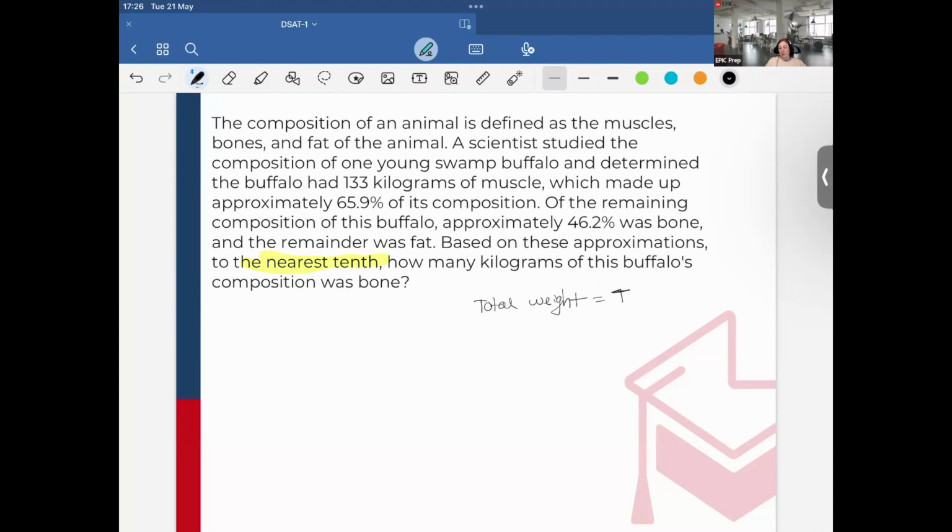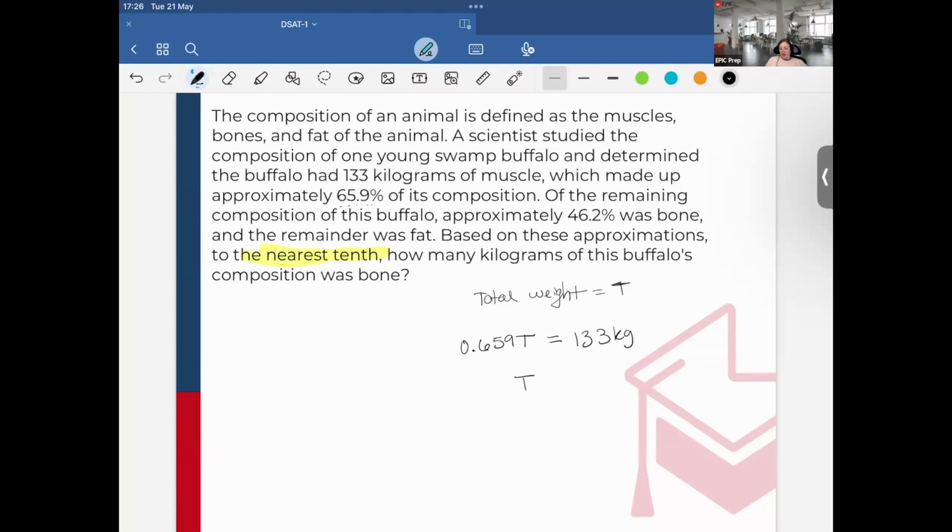Okay, so first, I need to do kind of what I did with the couple problems. I always just put total weight as T. So I know that 65.9% of the total weight was made of muscle, and that was equal to 133 kilograms. So I can actually find what the total weight of this buffalo was by dividing each side by 0.659. 133 divided by 0.659 is like 201.8 kilograms. So that's the total weight of the buffalo.